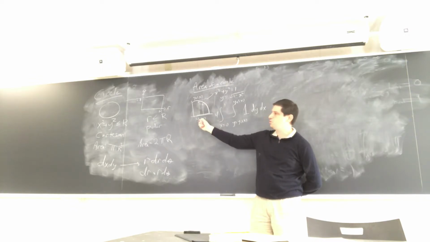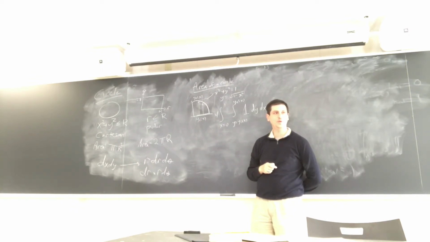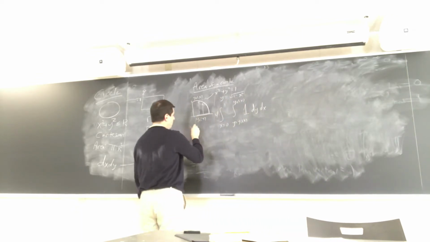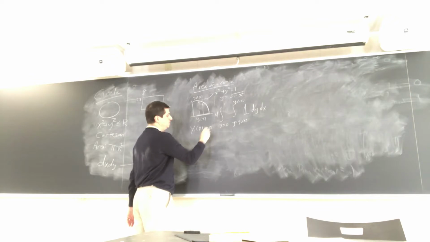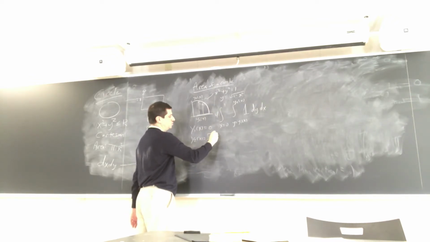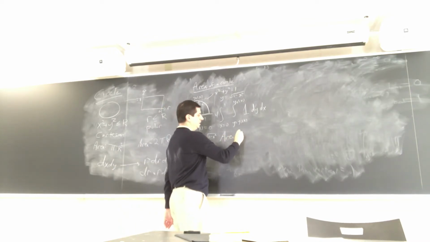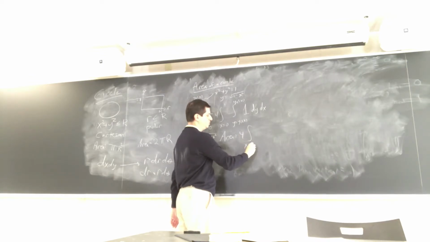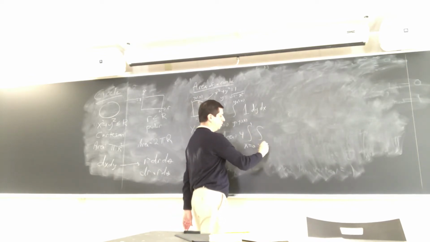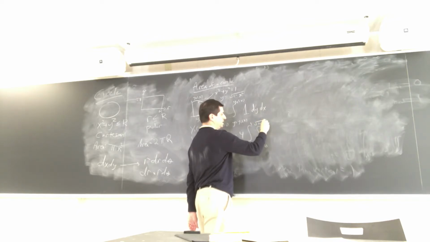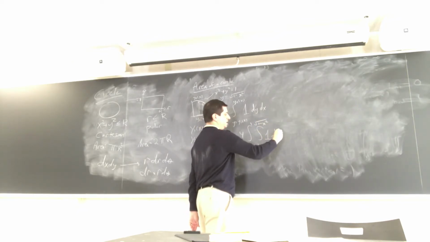So we have to figure out what is y1 of x. So what would y1 of x be for this problem? What's the lower boundary curve? 0. So for this problem, y1 of x is 0, y2 of x is the square root of 1 minus x squared. And so we get that the area is 4, integral x goes from 0 to 1, integral y goes from 0 to the square root of 1 minus x squared, 1 dy dx.